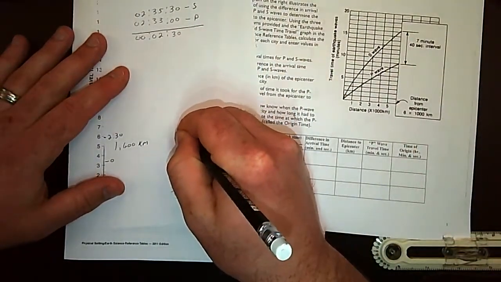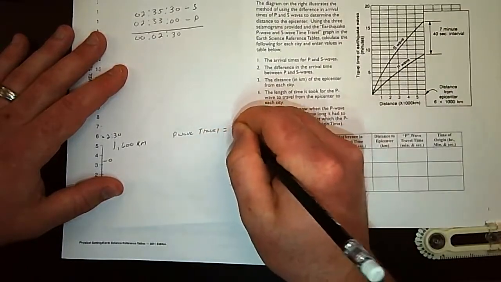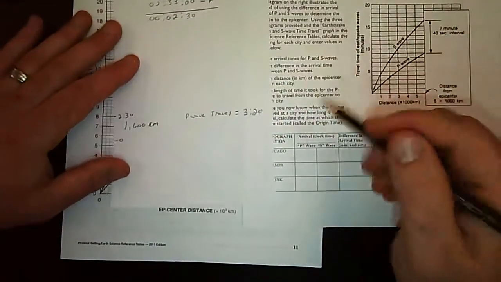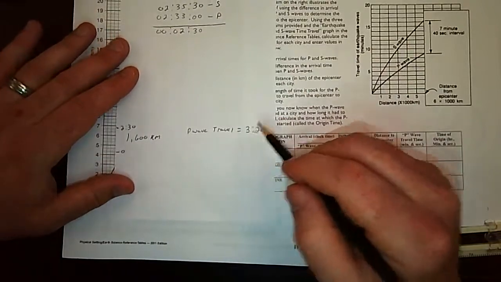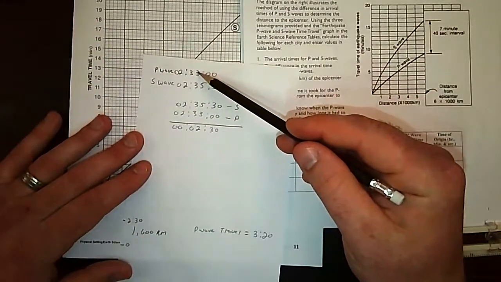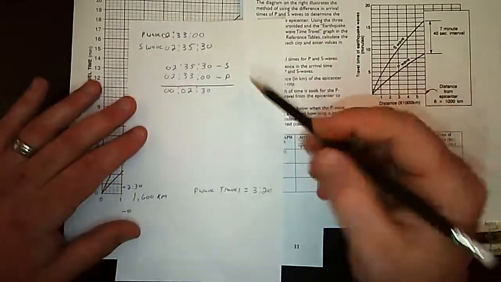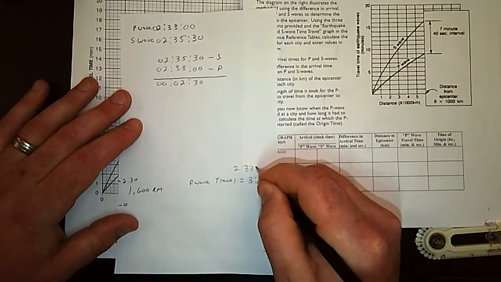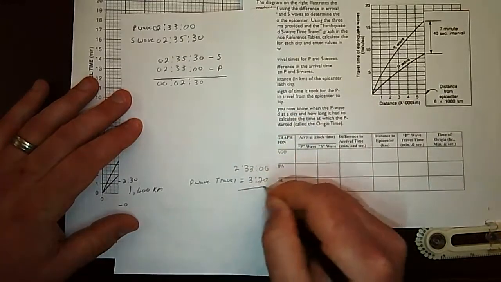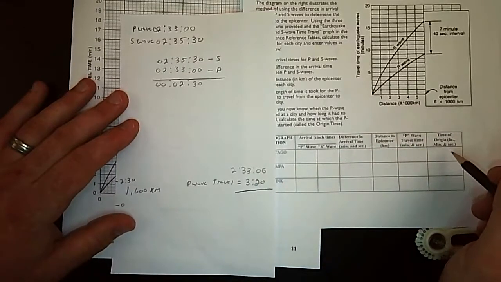I'm just going to write it down on my piece of paper for now. P wave travel equals 3 minutes, 20 seconds. So it took 3 minutes and 20 seconds to get there. We know that the P wave arrived at our seismic station at 2:33:00. So in order to get my origin time, I take 2:33:00 and I subtract my travel time, and that will give me the time of origin of the earthquake.